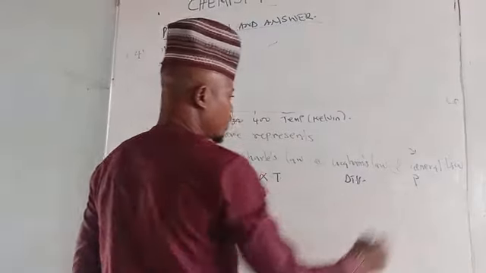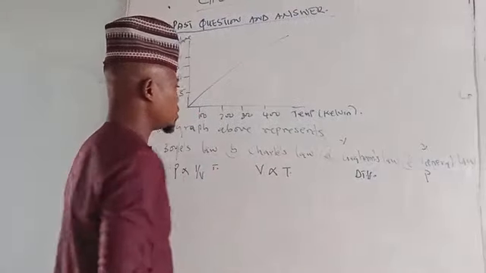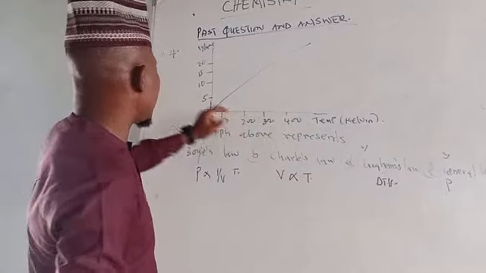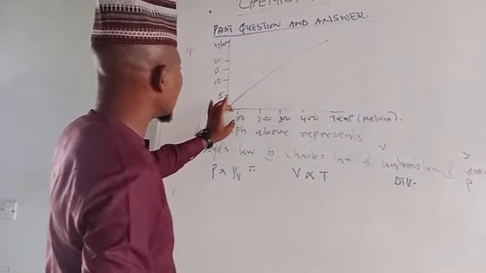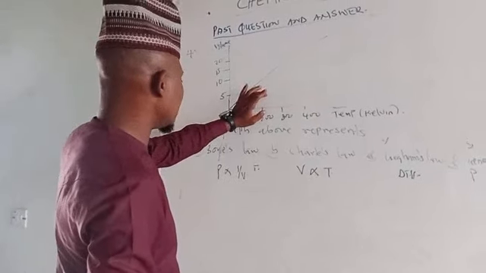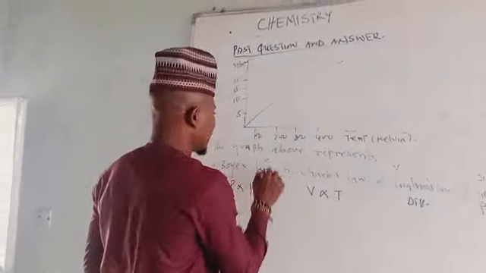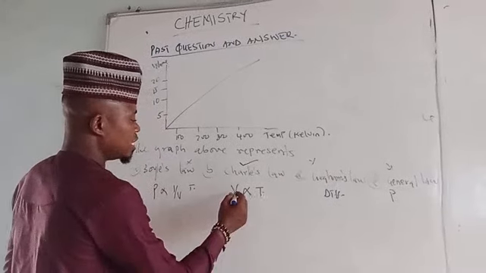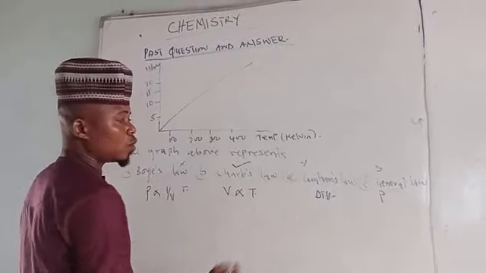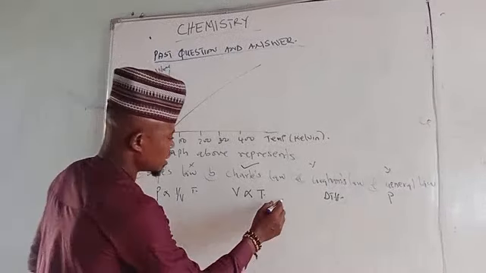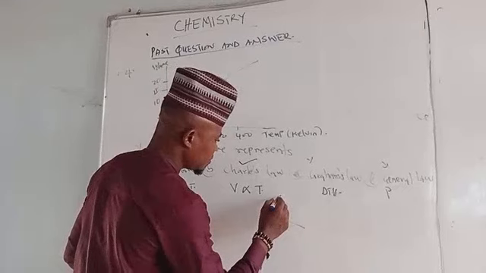So this one is out of the equation. This is out of the equation. Now, from what we have, volume and temperature. As volume is increasing, temperature is also increasing. There is no pressure, so Boyle's law is out of it. So the correct answer is Charles' law, because volume is directly proportional to temperature. As the volume increases, the temperature increases. This is the representation of Charles' law.